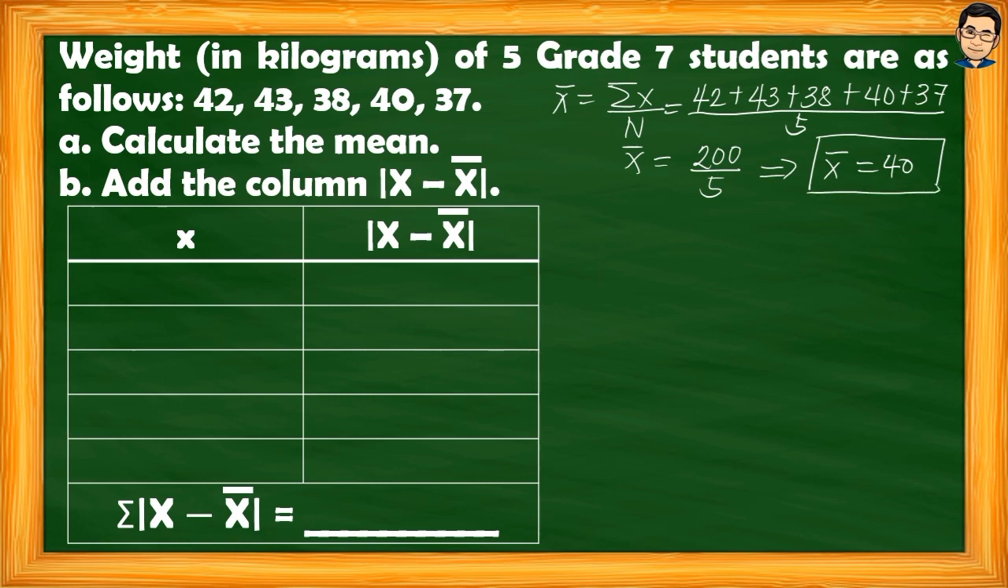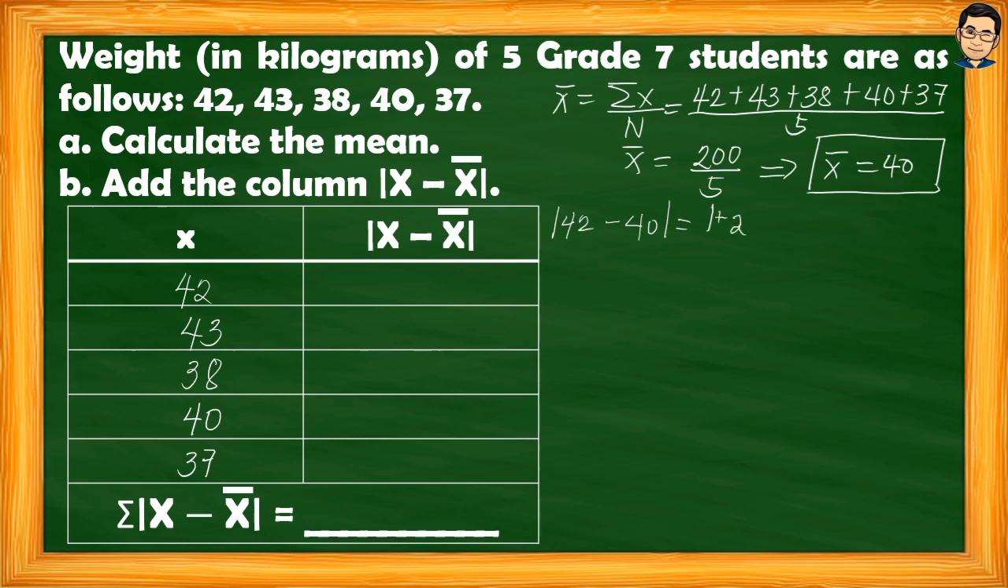Next, dun sa first column natin, sa table natin, isulat natin yung mga timbang ng 5 grade 7 students. 42, 43, 38, 40, 37. And then on the second column, kukunan natin yung absolute value difference nung kada timbang na yon dun sa mean. So pag subtract natin, una, absolute value of 42 minus 40, that is absolute value of positive 2.